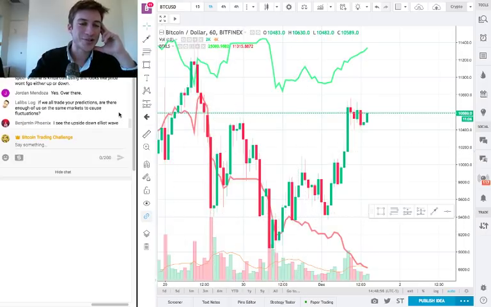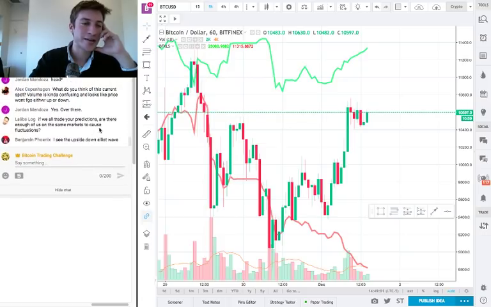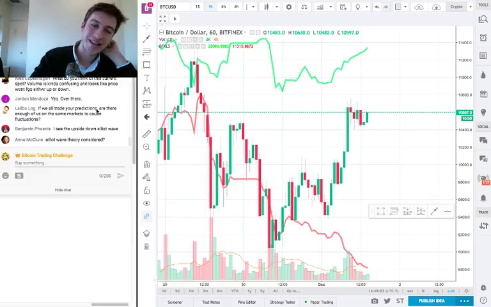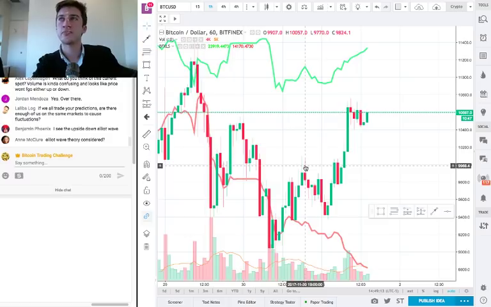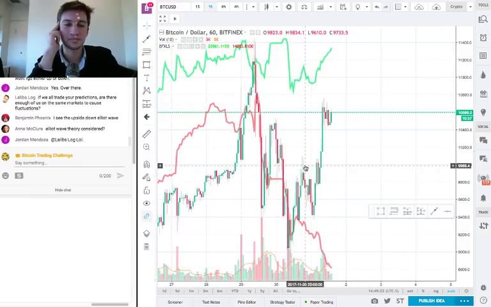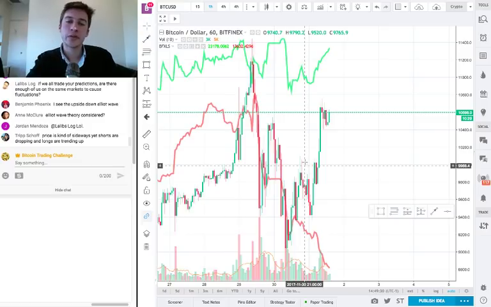If we alter your predictions, are there enough of us on the same markets to cause fluctuations? I see an upside down LA wave. It's hard to say. Well, the people who typically move markets are very large retail traders and also institutions like JP Morgan Chase. If you guys remember the whole JP Morgan Chase, I'm not going to get into that. But those are the kinds of people who are going to move markets, not us. So we're kind of at the whim of the institutional traders and large retail.